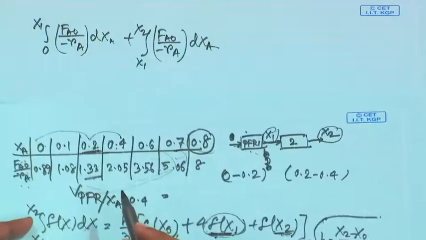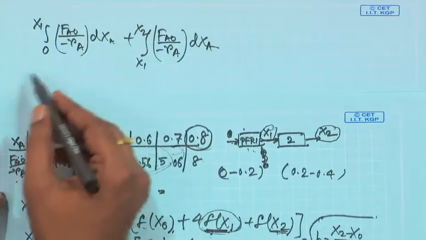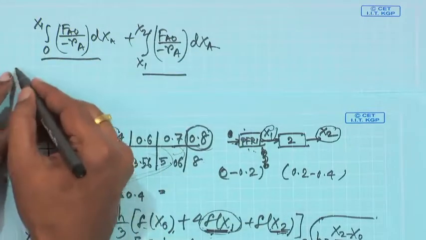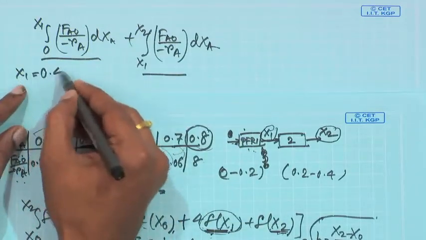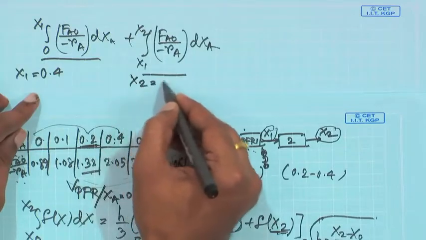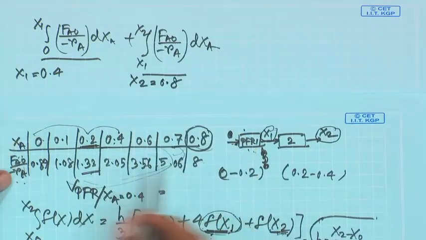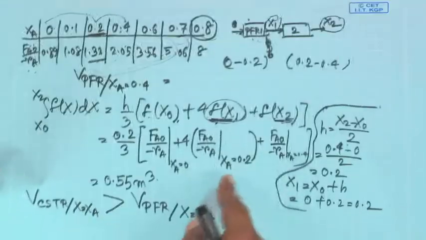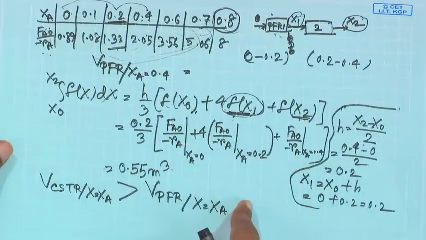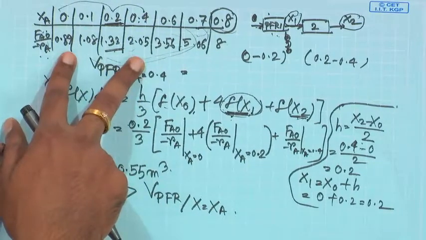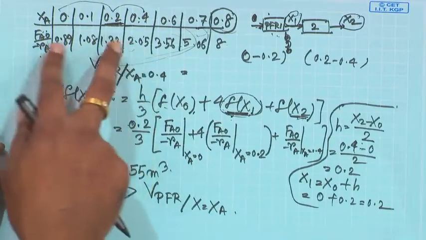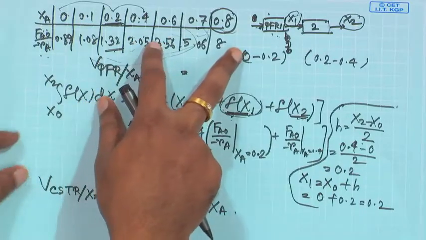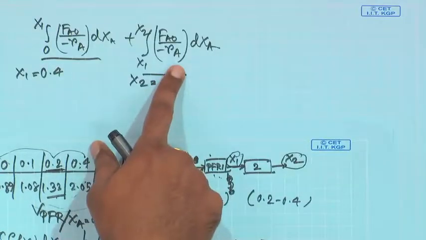So, the problem essentially reduces to finding out the two integrals where x1 equals 0.4 and x2 equals 0.8, and you can immediately see that when x1 equals 0.4, we have already done this particular calculation. You can use Simpson's 1/3 rule, because you can divide it into two equally spaced intervals, 0 to 0.2 and 0.2 to 0.4.